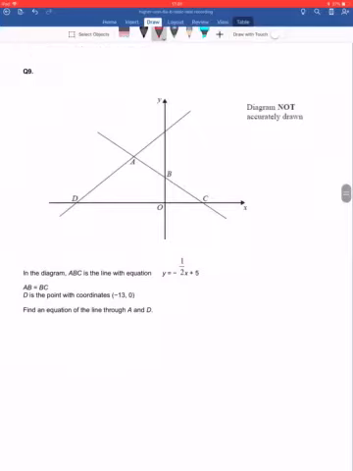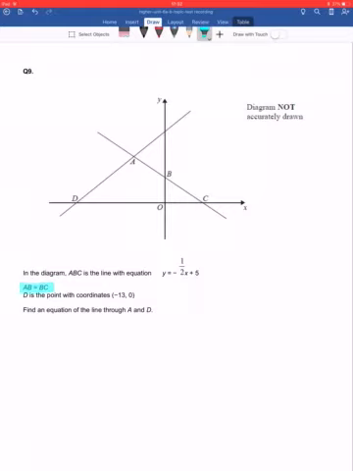Right, lots of people assumed for question 9 that this was perpendicular, and it never said that it was. So it's quite a sneaky one, quite a tricky question. Right, I'm going to look at this first.